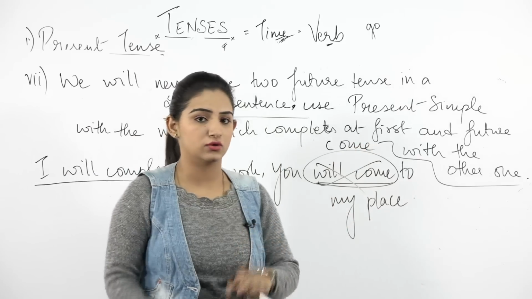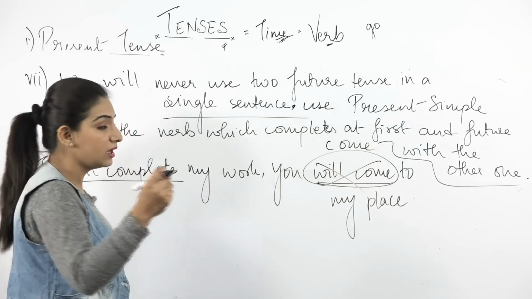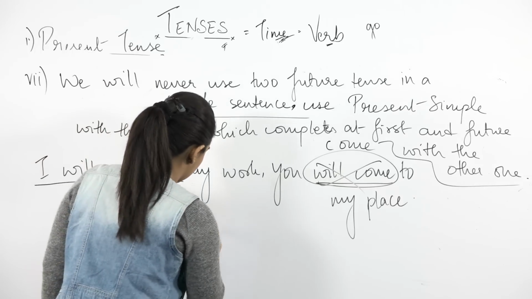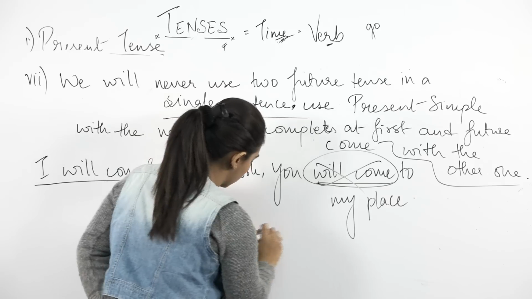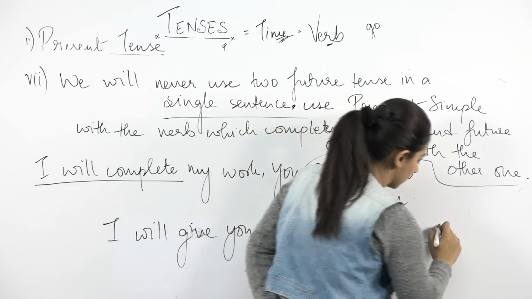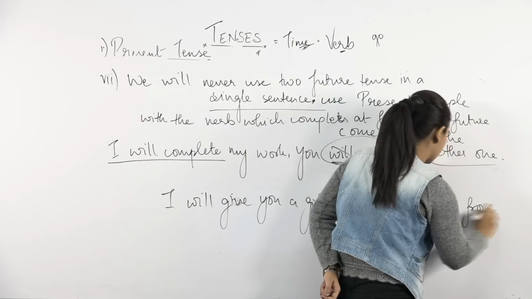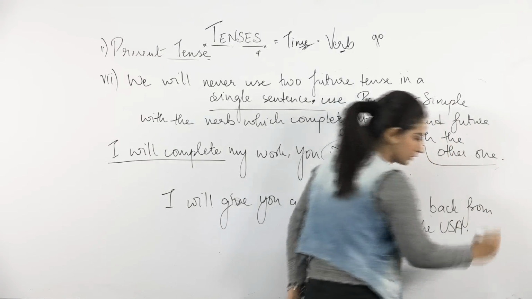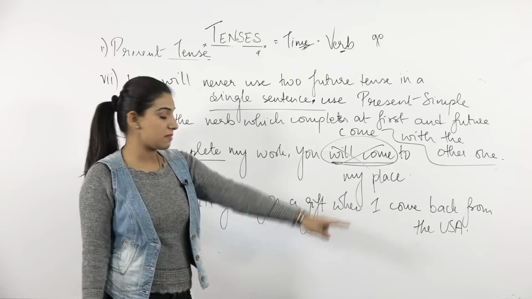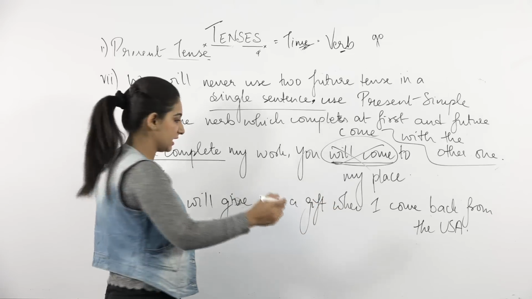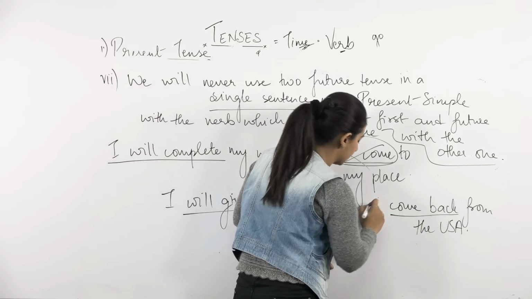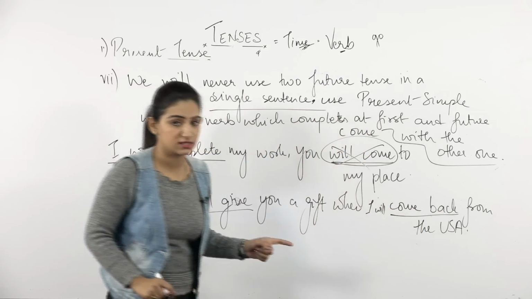ये करेक्ट सेंटेंस होगा. और if we take the example, अगर हम पहले वाले एग्जाम्पल से ले लें, I will give you a gift when I come back from the USA. क्विकली अगर हम यही सेंटेंस लिखते हैं तो ये करेक्ट होगा. I will give you a gift when I come back from the USA. यहाँ पे भी दो sentences है. I will give you a gift, I come back. If I say when I will come back, will this sentence be correct? This will be incorrect. क्यों?